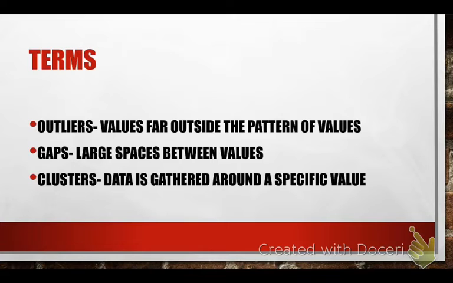All right, so there's three terms that you need to know. Every scatter plot that we look at, we're looking for outliers, gaps, and clusters. Outliers are values that kind of skew away from the pattern. So they're just like random values just off to the side.